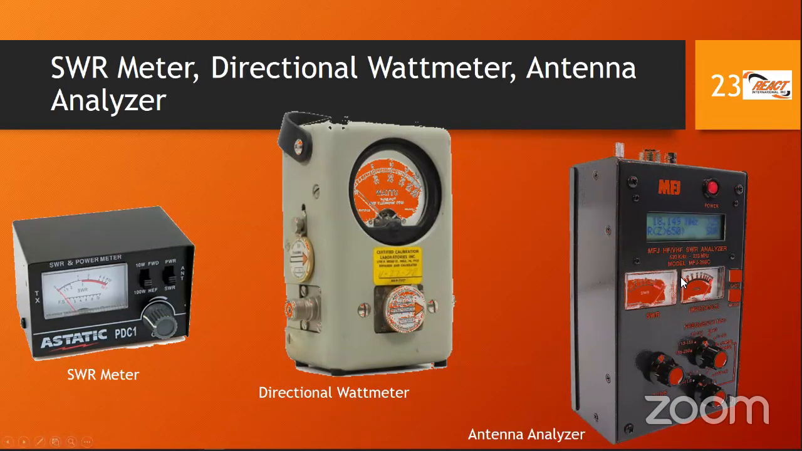You can also use an antenna analyzer connected to your antenna, and it will tell you what your SWR is and so many other things as well about your antenna. So just note these three devices: SWR meter, directional watt meter, antenna analyzer, and this is sort of what each one looks like.